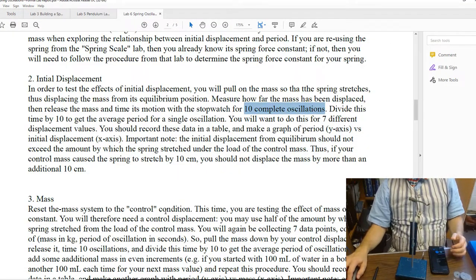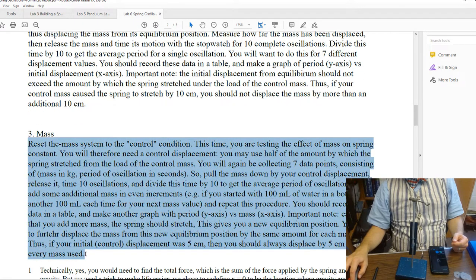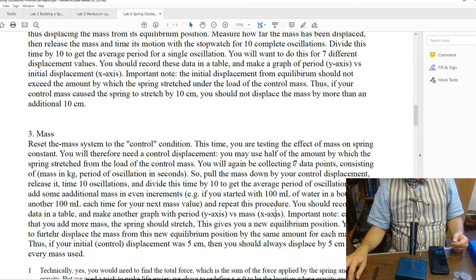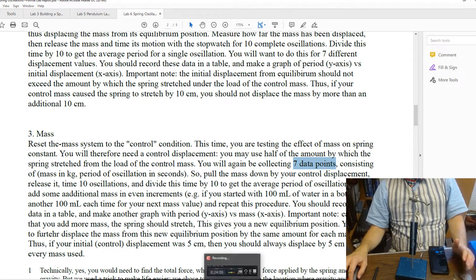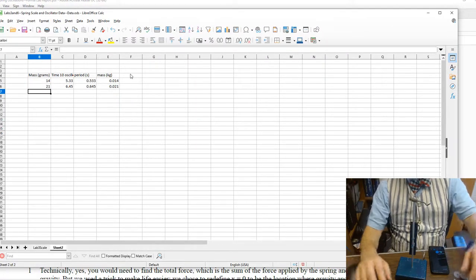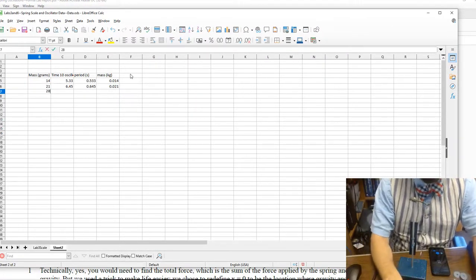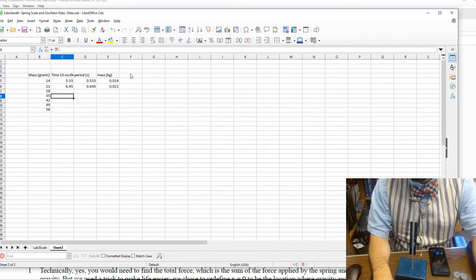Okay, and so that actually goes with essentially these instructions. So you're supposed to ultimately get 7 data points, so 7 different choices of mass. Once you have your 7 data points, and I do not, but presumably I just keep adding another one, so we'd have like 28, 35, 42, 49, 56, something like this, and then we'd have our times in here.